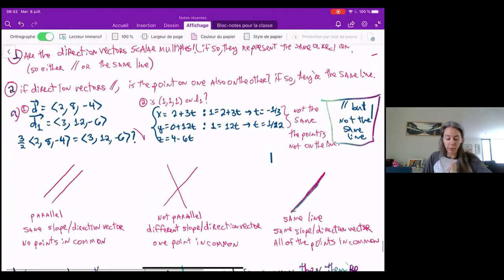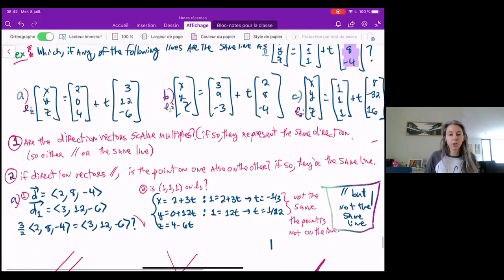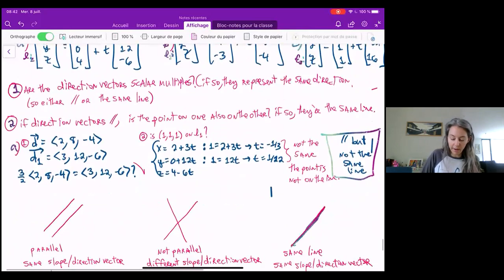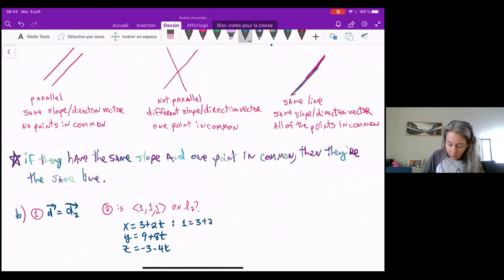So now I'm going to rewrite L2 as the parametric equations. So that's x equals 3 plus 2t, y equals 9 plus 8t, z equals negative 3 minus 4t. And so here I get 1 is equal to 3 plus 2t. So in the same way as we had before, 1 minus 3 is negative 2. So t would be equal to negative 1. Then 1 equals 9 plus 8t. And again, this gives me t equals negative 1.